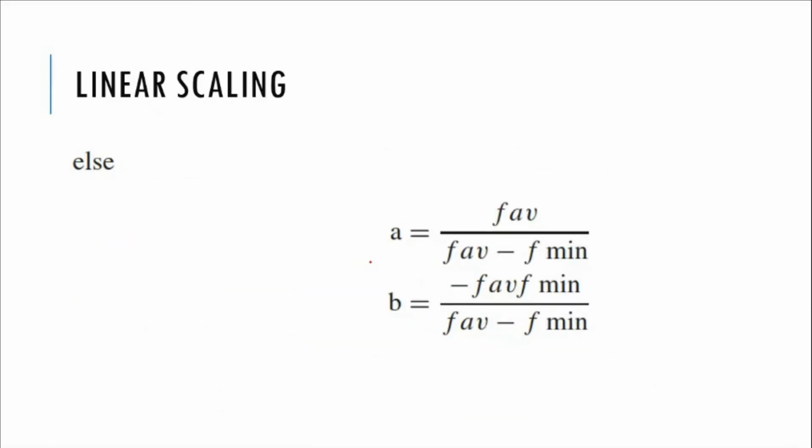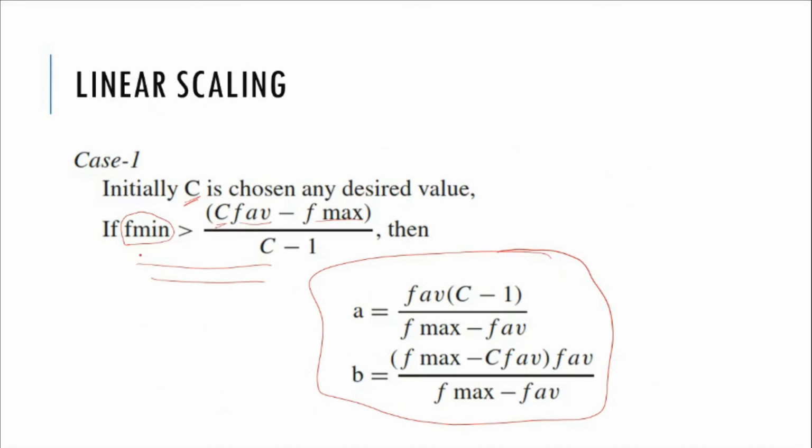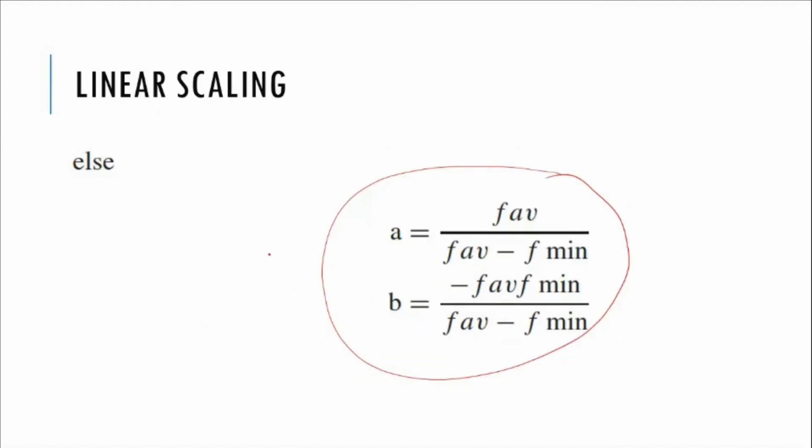Else, if that is not the condition, then A is taken as F average divided by F average minus F min, and B is taken as minus of F average into F min divided by F average minus F min. So this is the case if the particular condition is not satisfied. If the condition is satisfied, then the earlier expressions are the case for A and B.